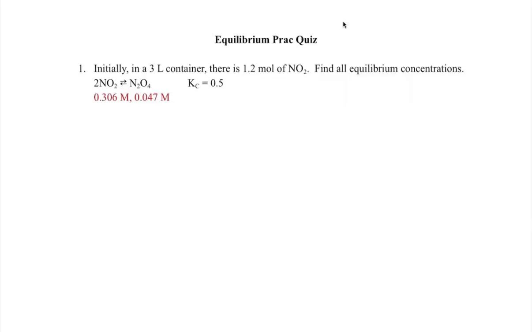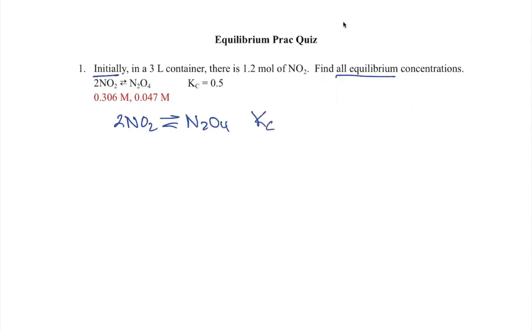Number one, initially in a 3-liter container, there's 1.2 moles of NO2. We're going to find all equilibrium concentrations. This tells me I'm going to need to do an ICE chart because I have 2 different points in time. So I'm going to copy the reaction.